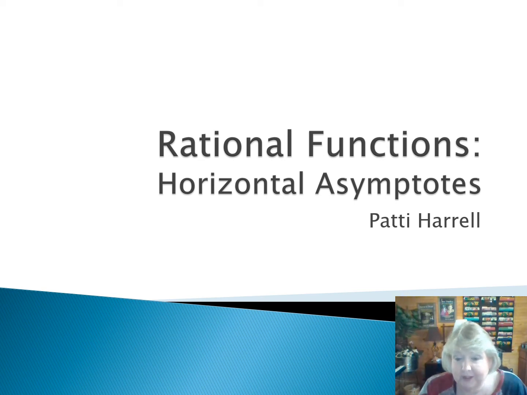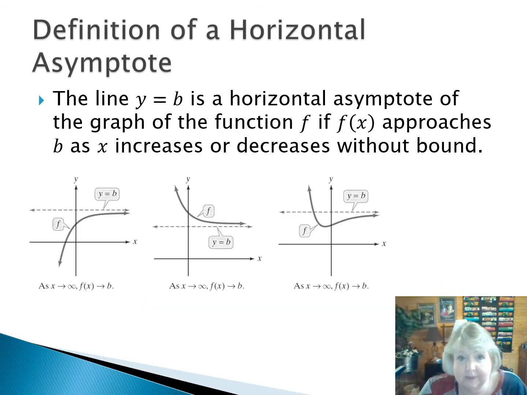In the previous video, we looked at how to find vertical asymptotes for rational functions. In this video, we're going to look at how to find the horizontal asymptotes for rational functions. So what exactly is a horizontal asymptote?